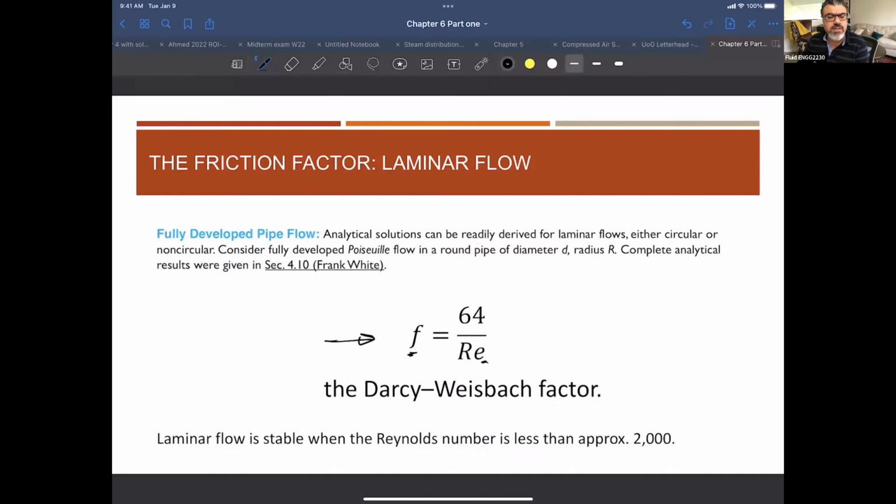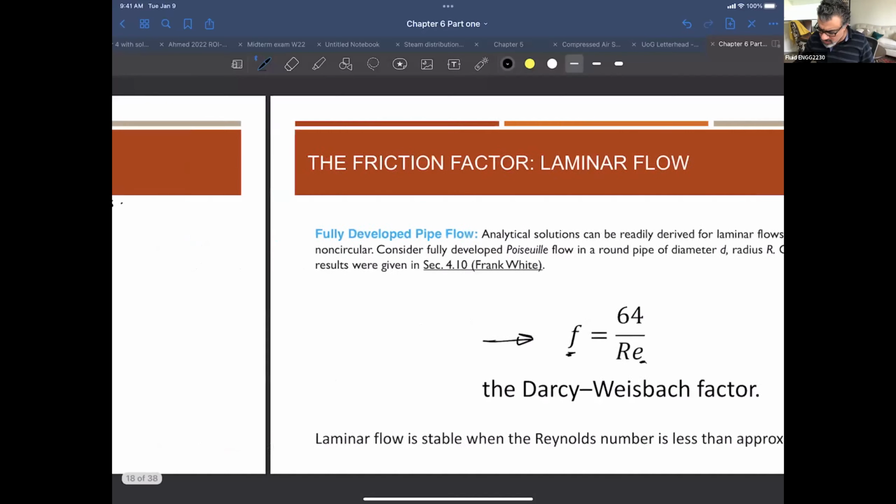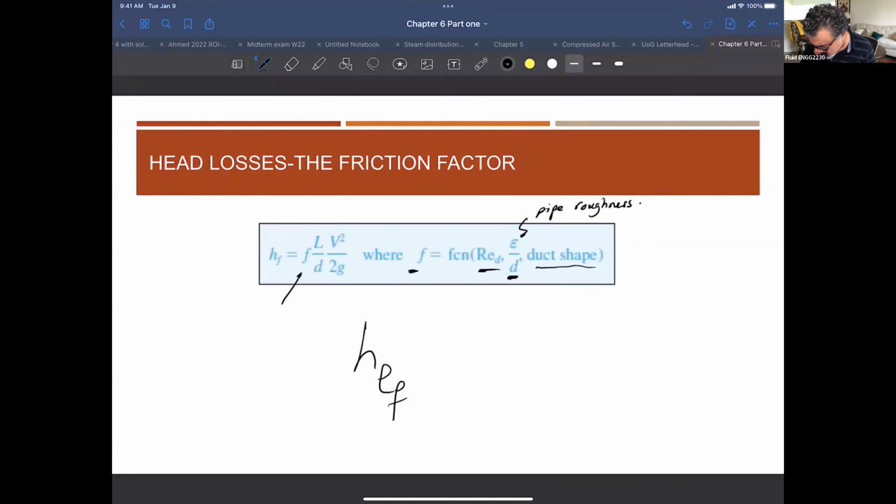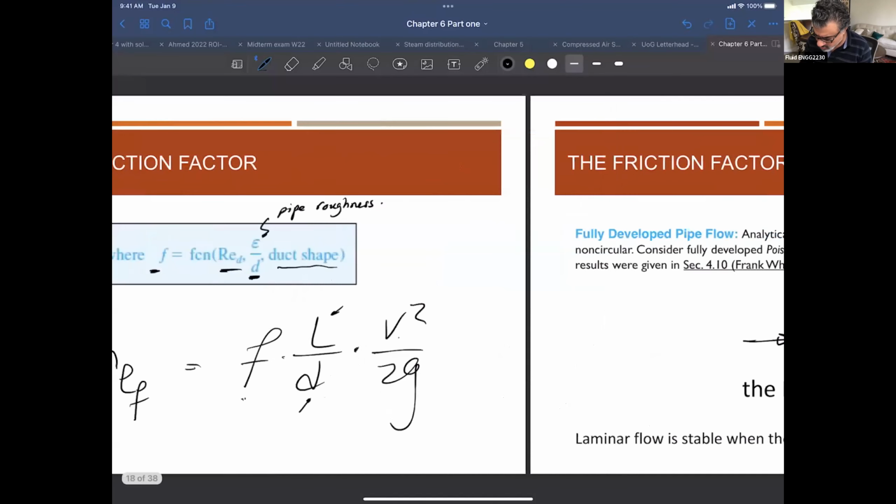If you know the Reynolds number in the pipe, you can find the friction factor in your case, and then you can determine the losses over a certain length of the pipe using this equation. So we have h_loss friction is f L over D times V squared over 2g, if you want to remember it this way. You have the length, you have the diameter, you get the friction factor, you know the velocity, so you can find h_loss friction.